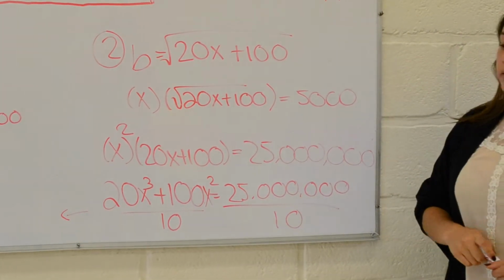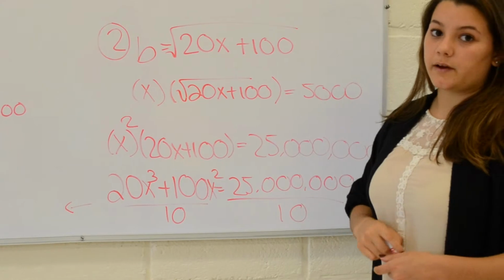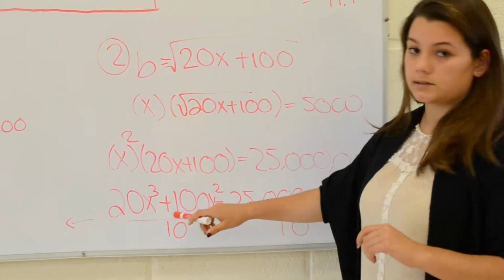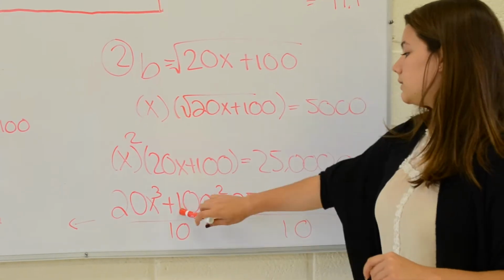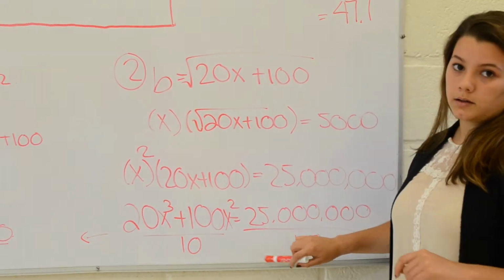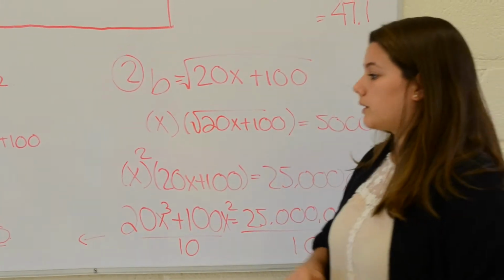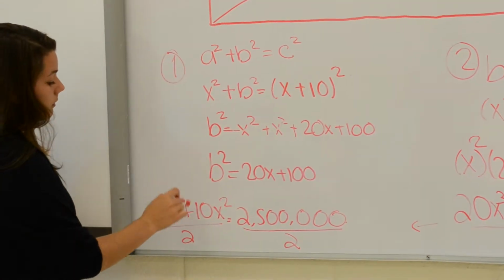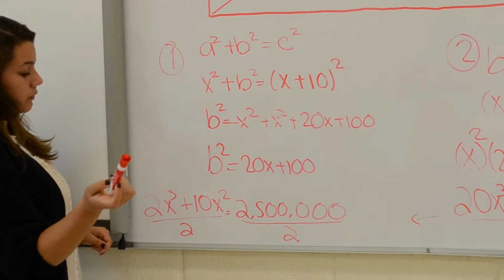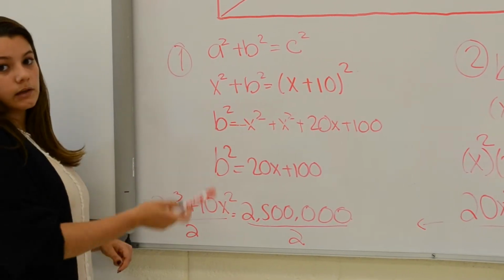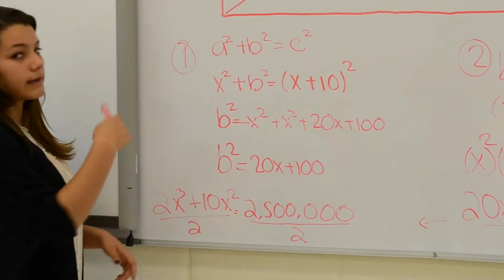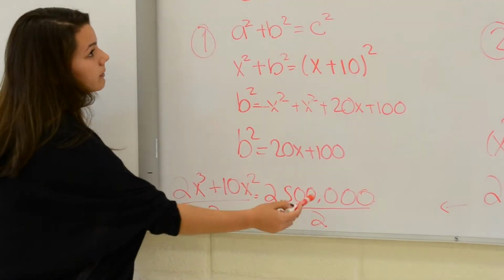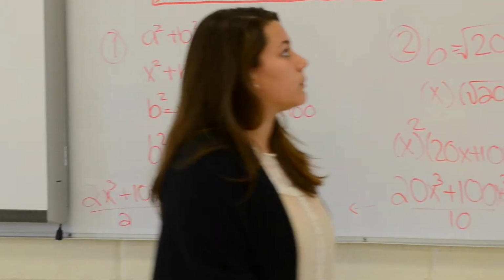To make it easier, we can simplify it. We decided that we can divide this equation and this number by 10. Now we end up with 2x cubed plus 10x squared equals 2,500,000. We can still simplify it. So we divided this equation and this number by 2, and we end up with this equation.